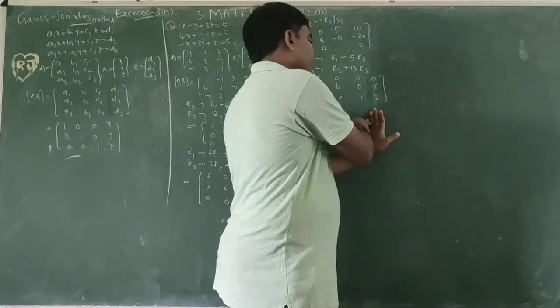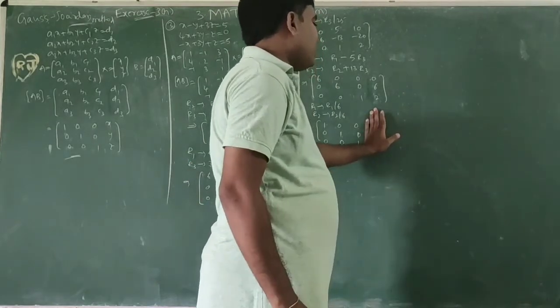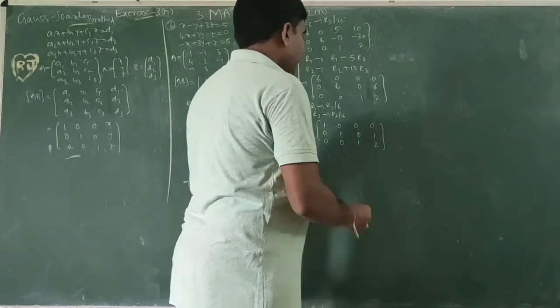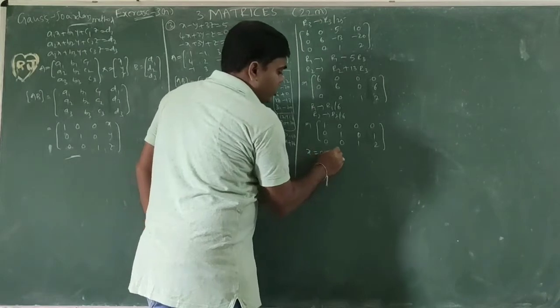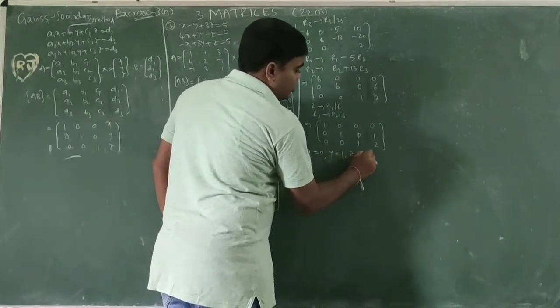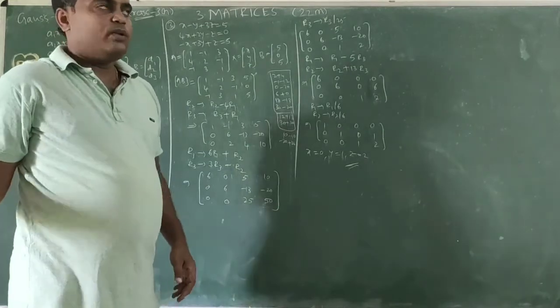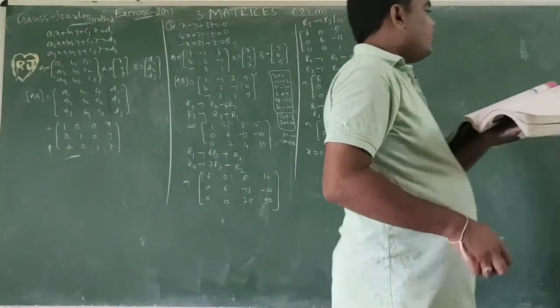So the first row corresponds to the first element x, second element y, third element z. X equal to 0, y equal to 1, z equal to 2. So this is the Gauss-Jordan method. Some more problems we will discuss.